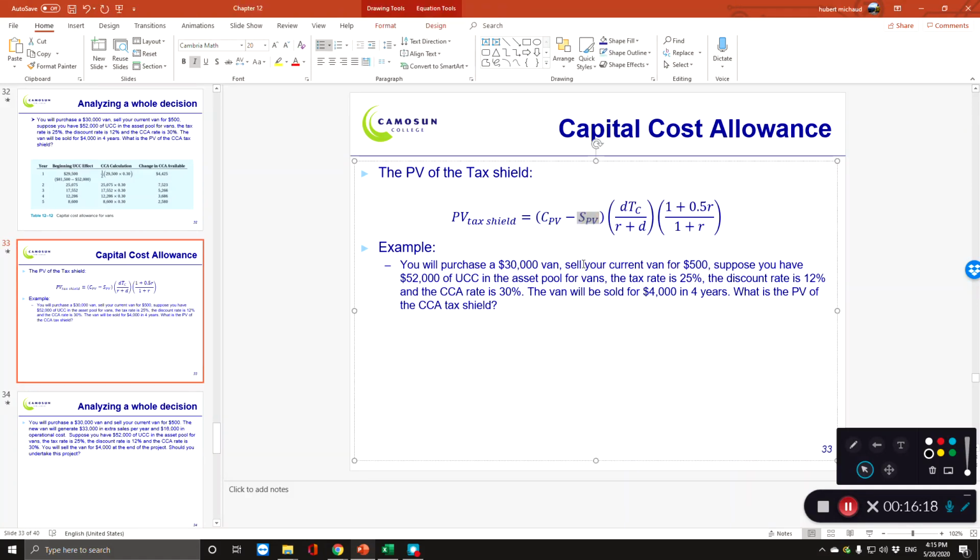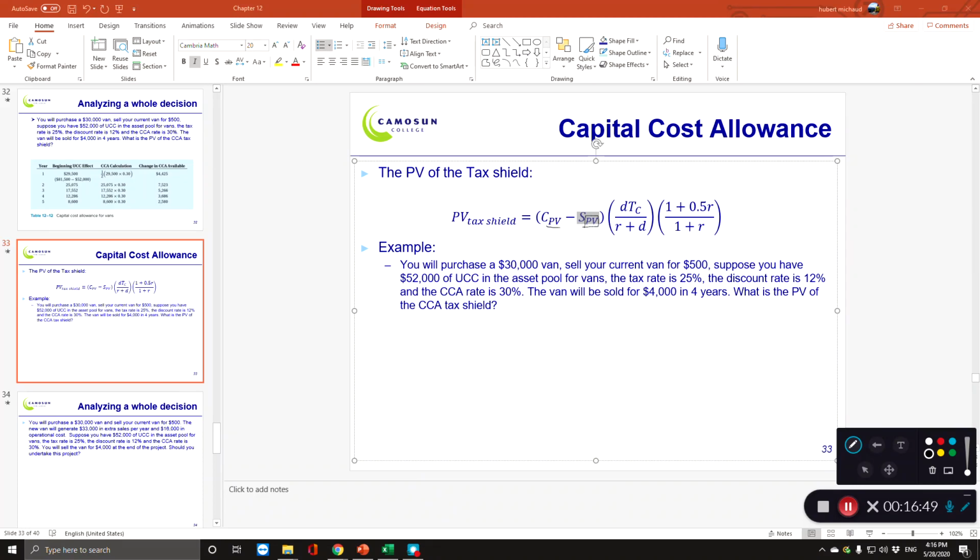SPV is the present value of the salvage value of the asset, this class pool. So basically this assumes that the asset pool will go up today and it will go down in the future because we're going to sell the asset for its salvage value. Just be really careful. The biggest place where students make mistakes in using this equation is that this is the PV. This is the PV of the salvage value.